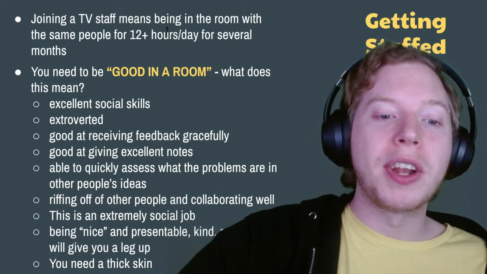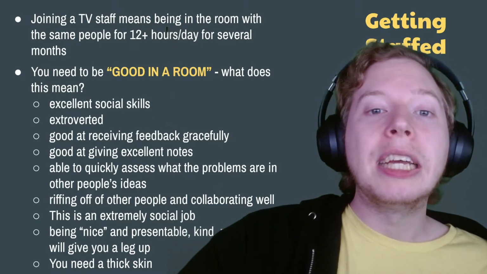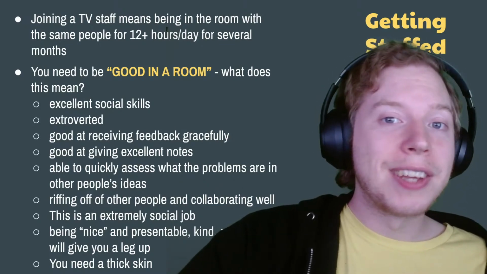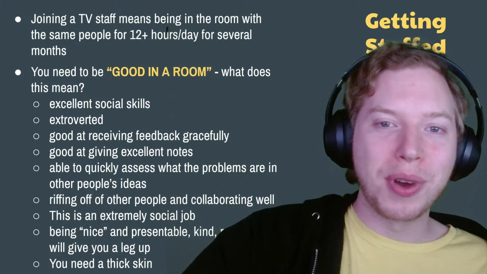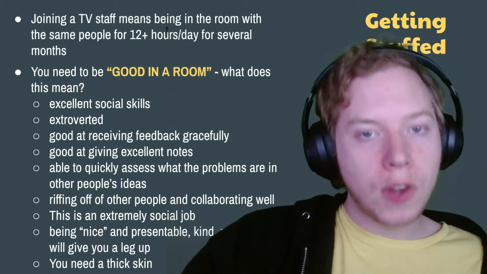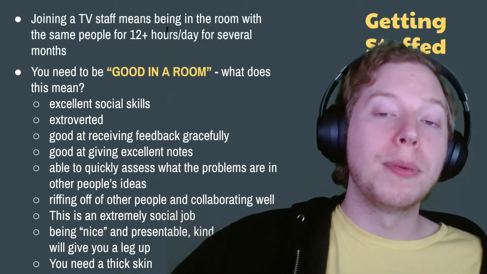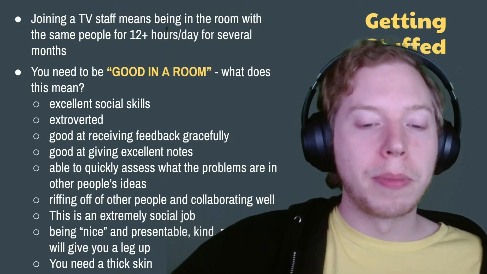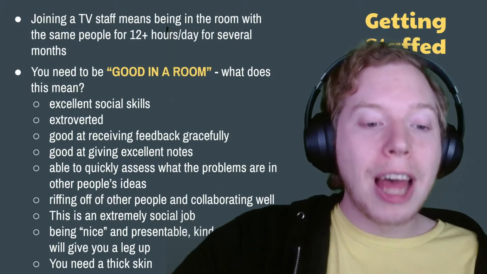You are extroverted and good at receiving feedback gracefully and being able to rework ideas even as they're torn apart by a room full of people who are guffawing at you. And you're quickly able to assess what the problems and other ideas are, and whatever role you fill in that room, to be able to fulfill that to the best of your ability. Riffing off people, collaborating well.